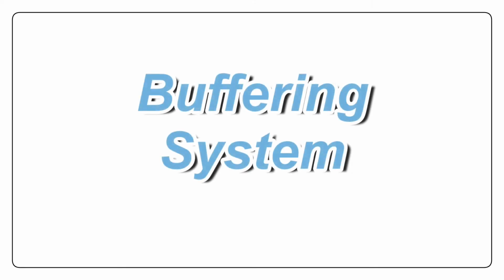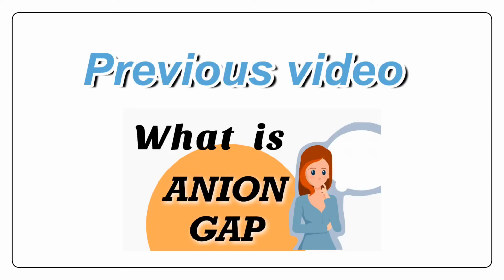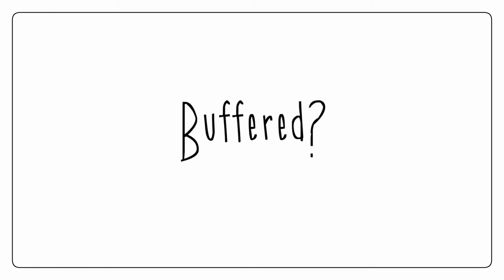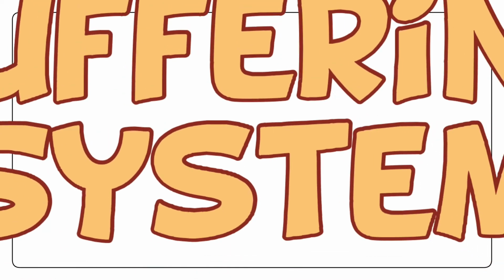Today we'll be learning about the buffering system. From my previous video, "What is an Anion Gap," I said that fixed acids produce hydrogen ion that is buffered by bicarbonate. Now what does it mean when you say buffered? That's why we will be talking about the buffering system.